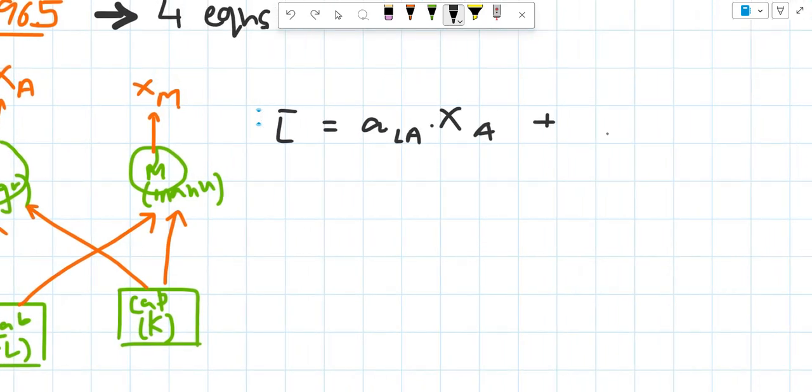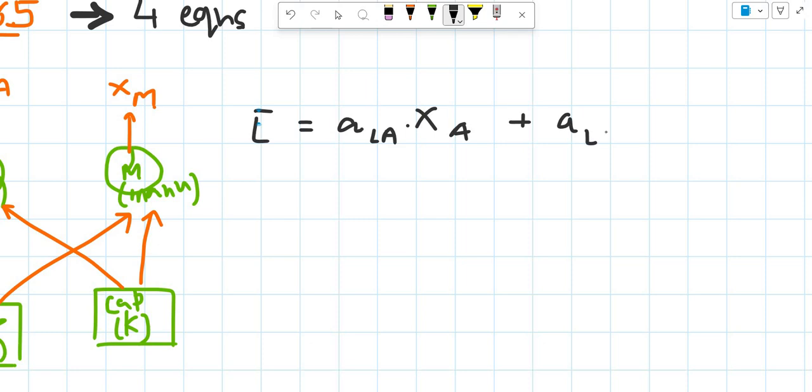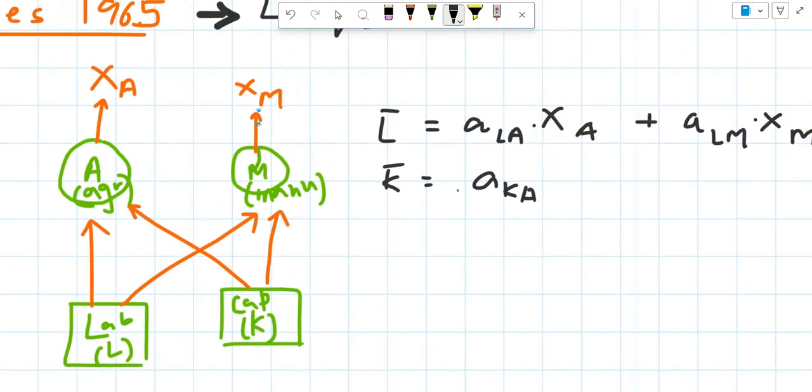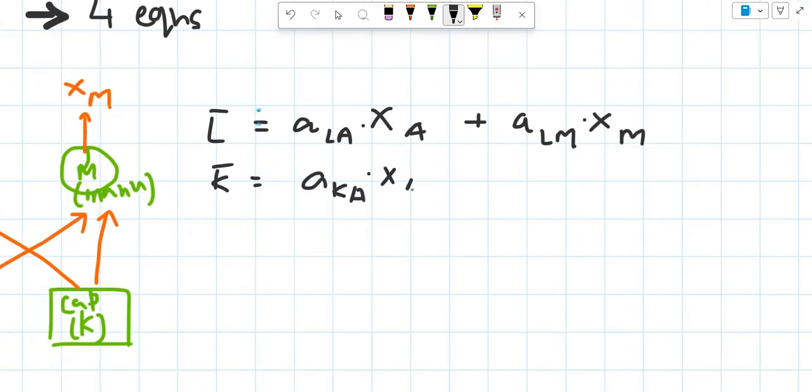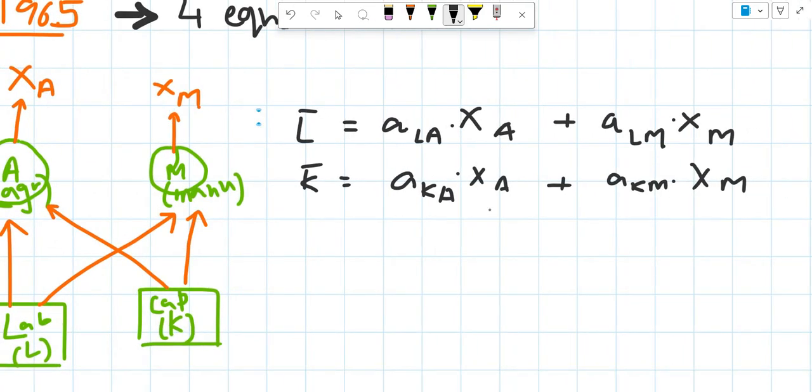This is the labor demanded by the agricultural sector. If you look at the manufacturing sector, you have ALM, the labor required by the manufacturing sector for one unit, into the total output of the manufacturing sector, which is XM. Similarly, K bar is equal to AKA, the capital moving into the agricultural sector, times XA, plus AKM times XM. These are the 2 output equations, or the endowment equations.